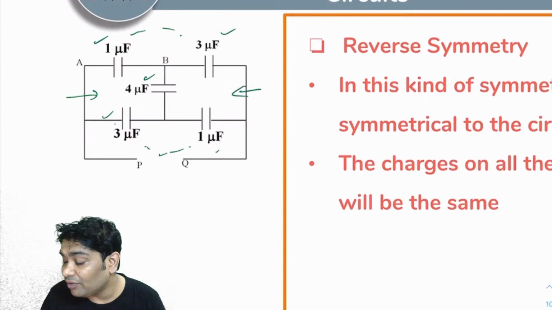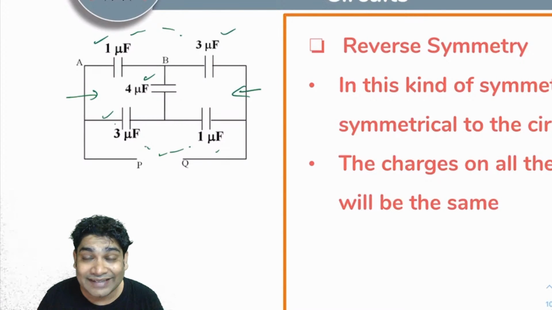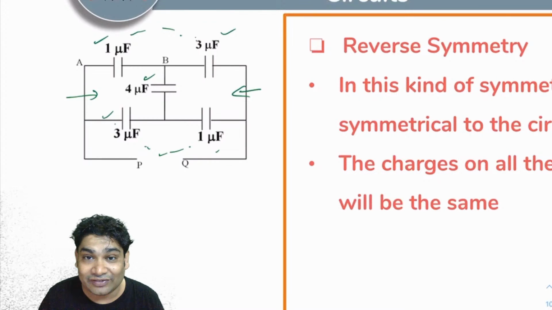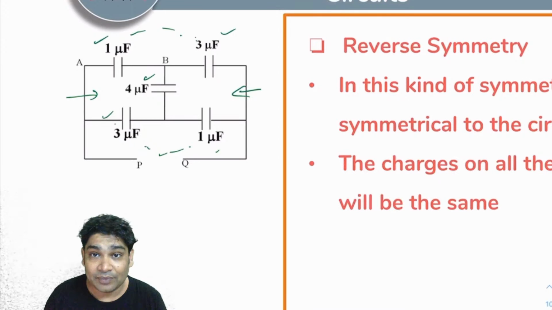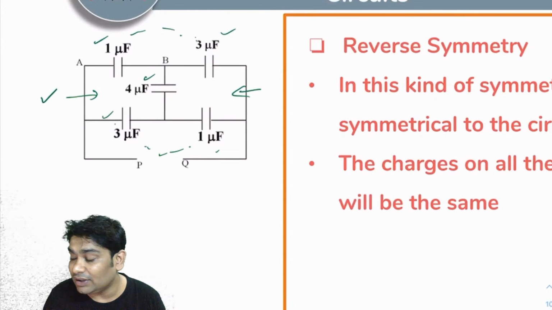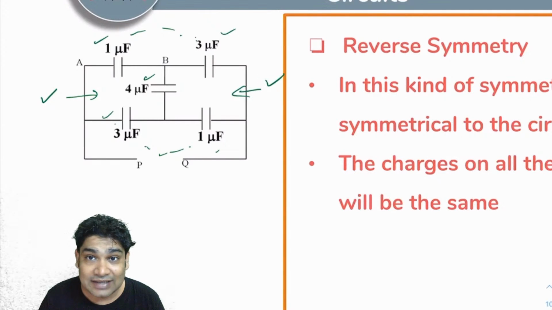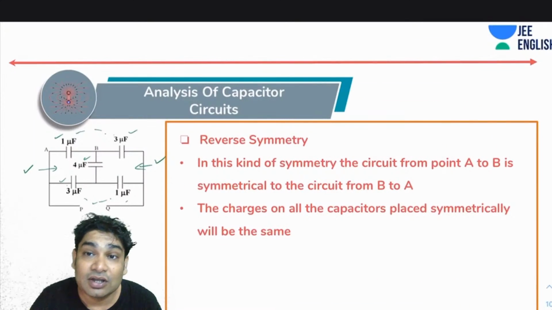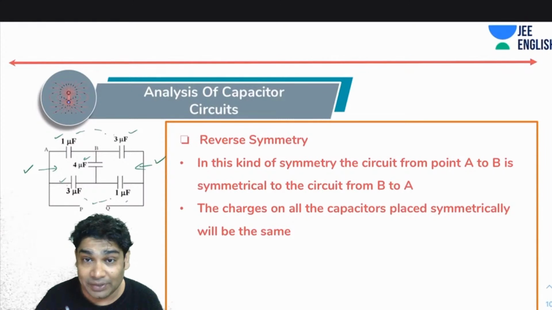How about when you're moving from here to here? You have an exactly similar circuit. Again you have 1 and 3. Then in front of 3 you have 1, in front of 1 you have 3, and then you have 4 in the middle. So this is called reverse symmetry. So while going from here, the circuit is identical as it is while going from here. So what all can I say from this symmetry? The charges on all the capacitors that are placed symmetrically will be the same.